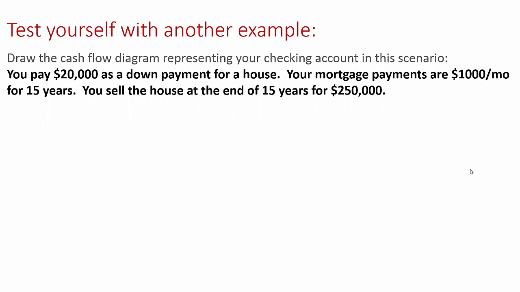Test yourself with another example. Draw the cash flow diagram representing your checking account. You pay $20,000 as a down payment for a house. Your mortgage payments are $1,000 a month for 15 years. You sell the house at the end of 15 years for $250,000. I will get you started by drawing the number line for you.